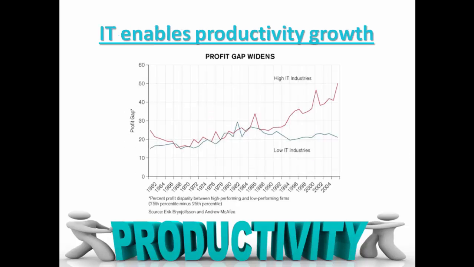This slide shows the relation between the high IT industries versus the low IT industries. In the graph, we can see the sharp drop during the burst time, and we can also see that high IT industries were always more profitable than low IT industries.